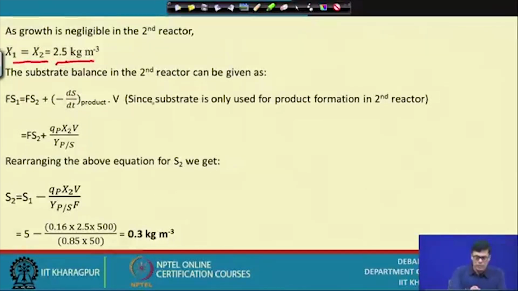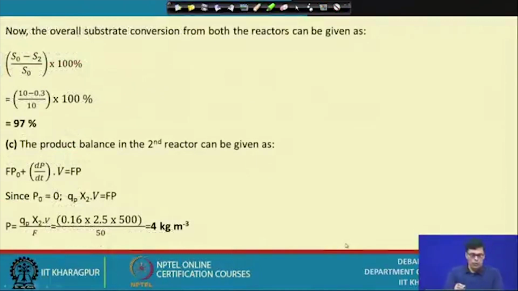The substrate balance in the second reactor, how can we write? The rate of substrate input F into S1, and rate of generation will be 0. Then rate of substrate output F into S2, and rate of substrate consumption into volume. We can write this in terms of the rate of product formation, and then we can find the S2 value. S2 is coming around 3.3 kg per cubic meter. So, what will be the final overall conversion of the process? Initially, we have 10 gram per liter. Finally, it is coming 0.3. 10 minus 0.3 by 10, that is 97%.